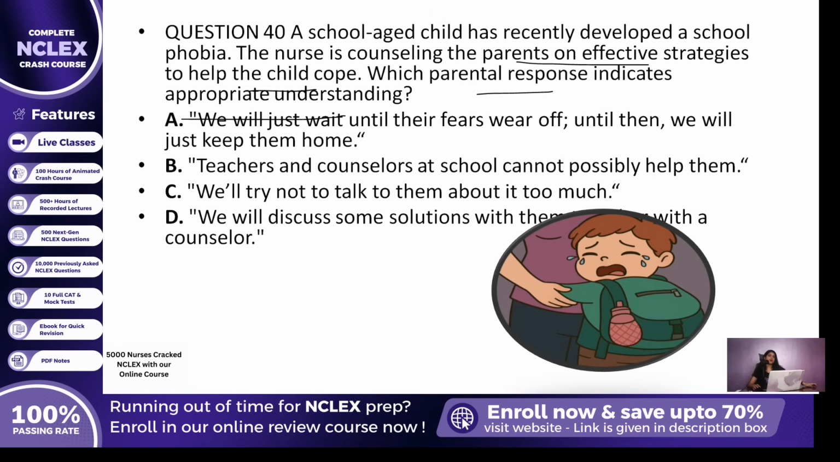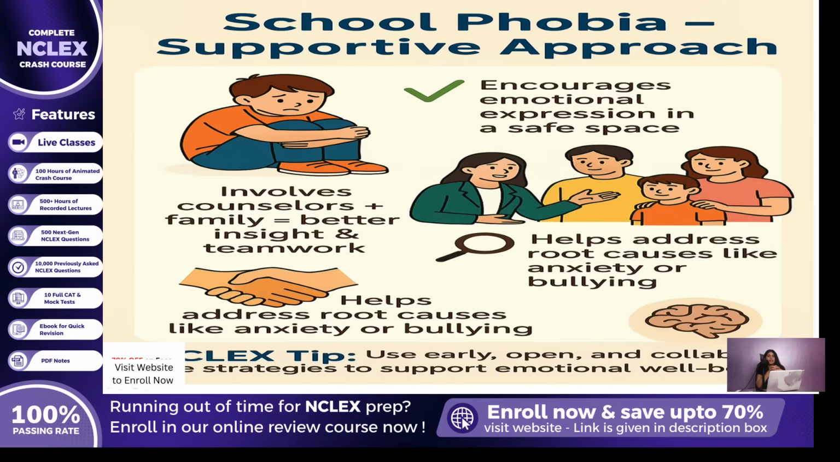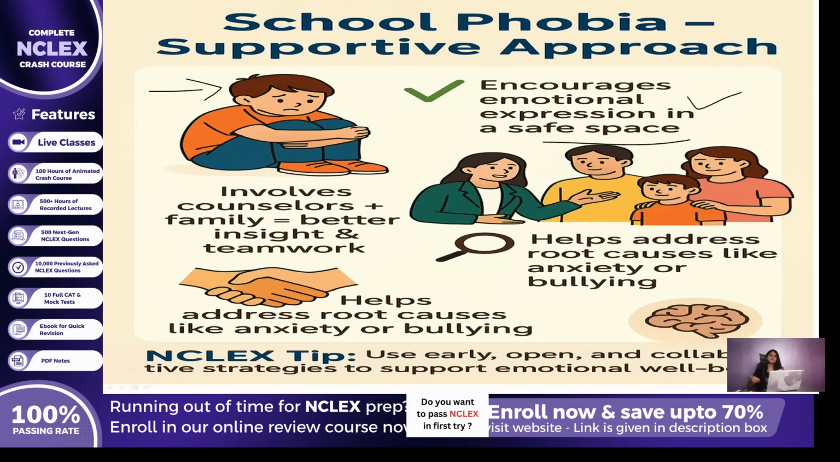The correct answer is Option D. We will discuss some solutions with them together with a counselor. This response promotes collaboration and emotional support, allowing the child to express fears in a safe space. Involving a counselor helps identify root causes, like bullying or anxiety, and build effective solutions through family and professional teamwork. In summary, early, open, and collaborative intervention is key to overcoming school phobia and supporting the child's emotional well-being.